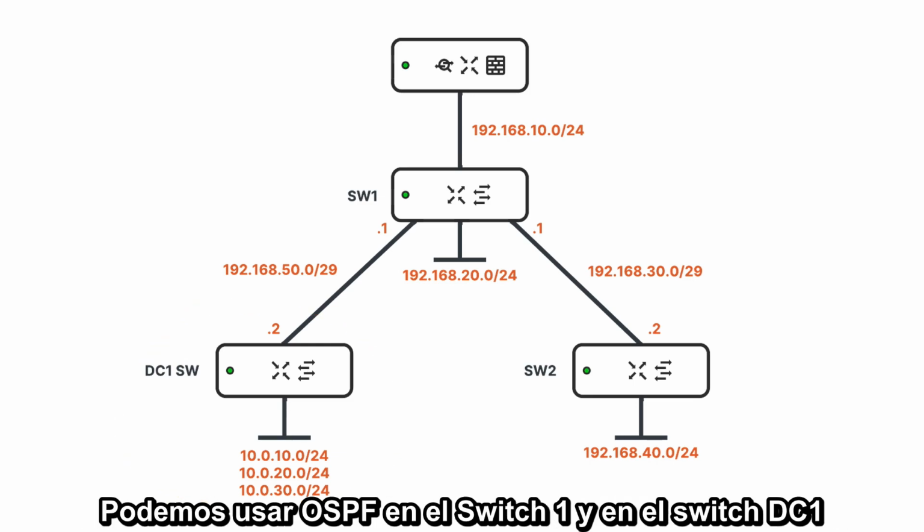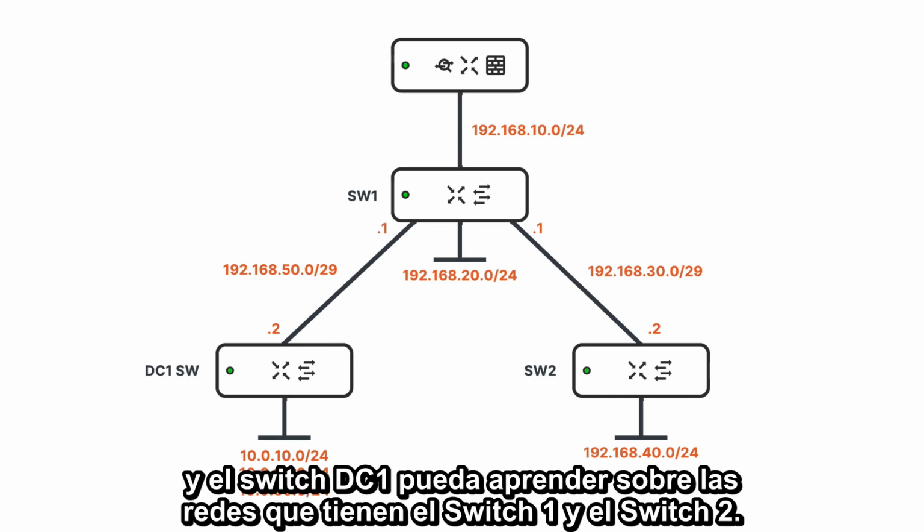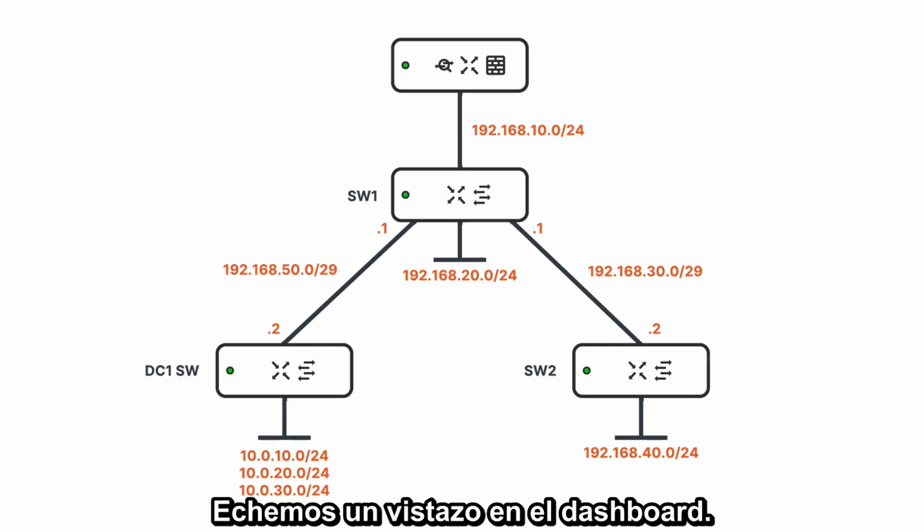We can use OSPF on switch 1 and DC1 switch so that switch 1 can learn routes to the data center, and the DC1 switch can learn about the networks that switch 1 and switch 2 have. Now the DC1 switch actually already has OSPF enabled. Let's have a look in the dashboard.